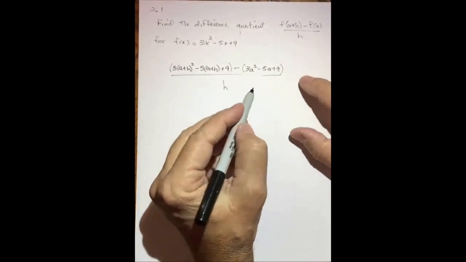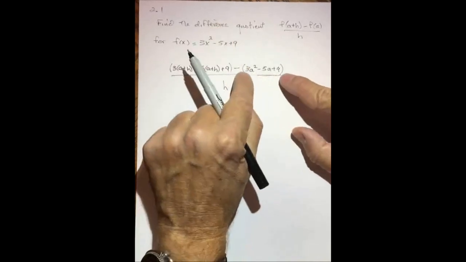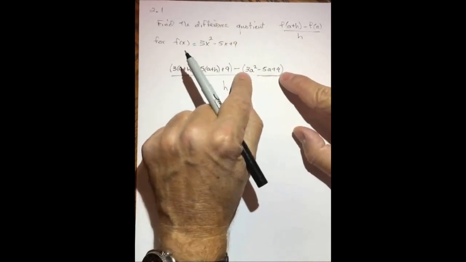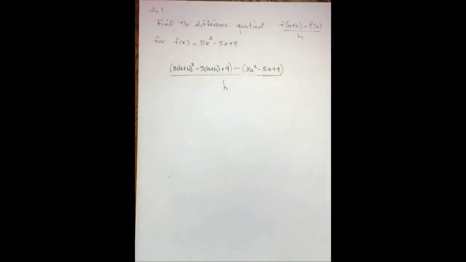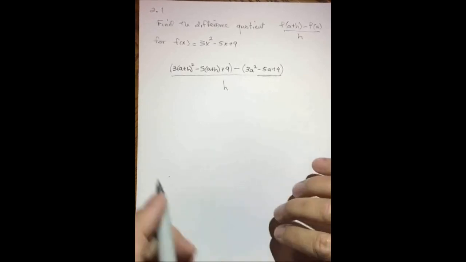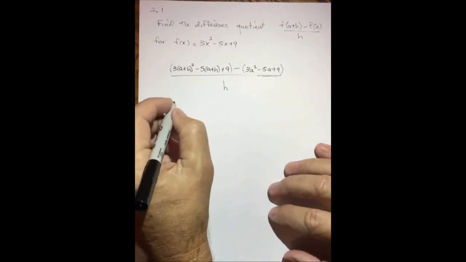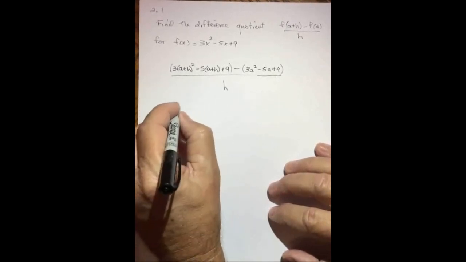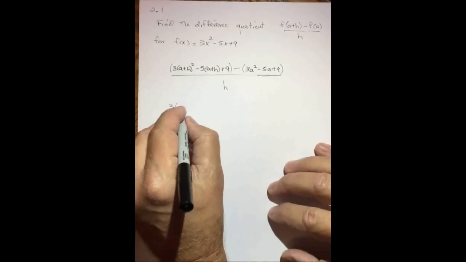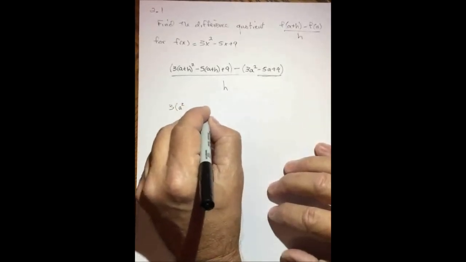Now, very important, you must have these parentheses. Without these parentheses, the correct answer is not possible. Now, once you get everything in the correct position like this, there's just going to be a lot of algebra. So let's just go through this. I'm going to have 3 times a plus h squared. Well, we know how to do this. You square the first term, you square the last term.